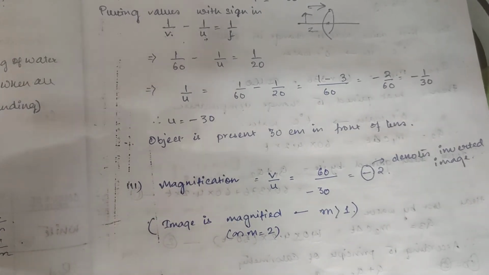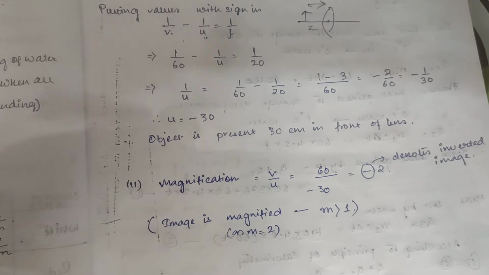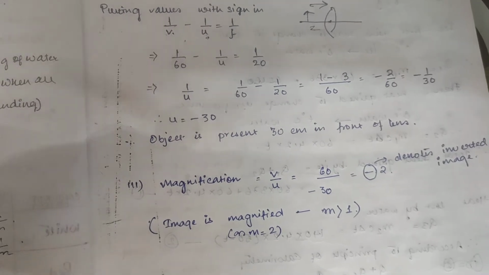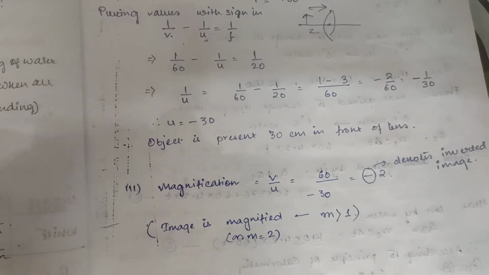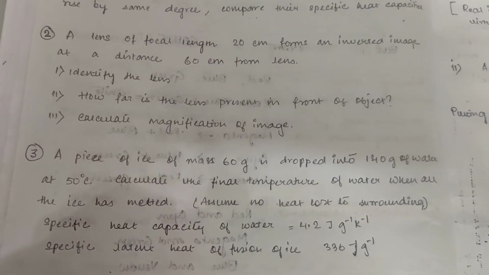In the very beginning, in the question, it was given as an inverted image. So the minus sign denotes the inverted image. And what does the value indicate? If it's greater than 1, it's magnified; less than 1, diminished. Okay. Now, see the third sum.